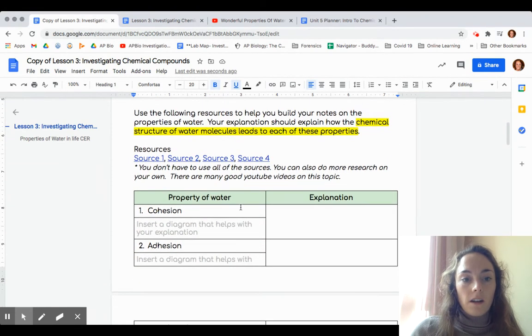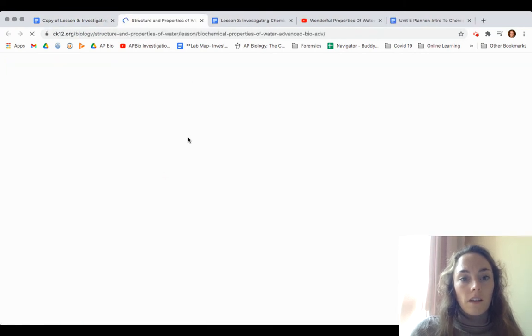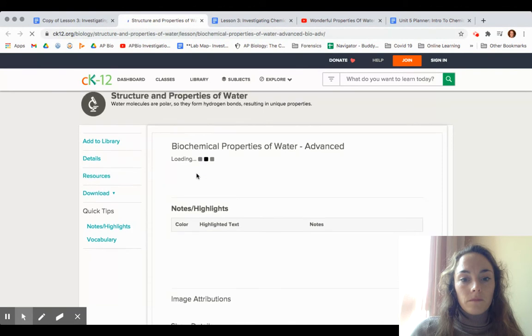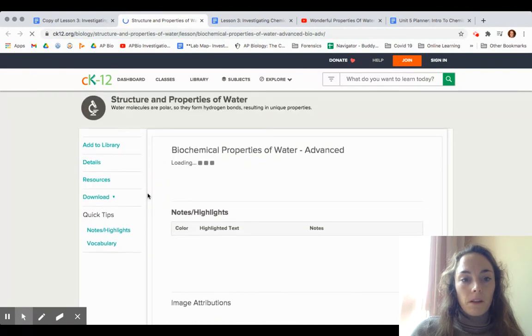All right, continuing on. Use the following resources to help you build your notes on the properties of water. Your explanation should explain how the chemical structure of water molecules leads to each of these properties. You have 4 sources here. You don't have to use all of them, but click on a source. For example, source 1, we've got a little bit of an online textbook to read. I'm going to let it load.